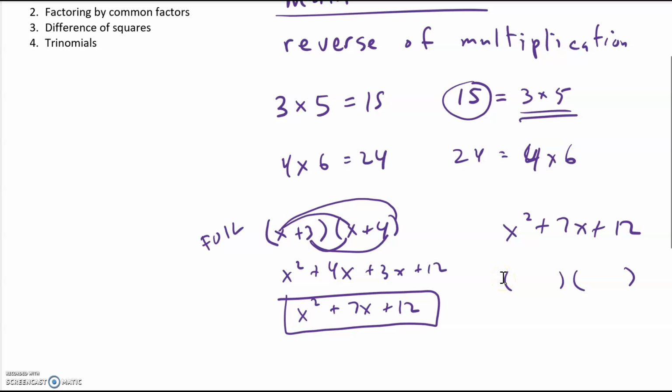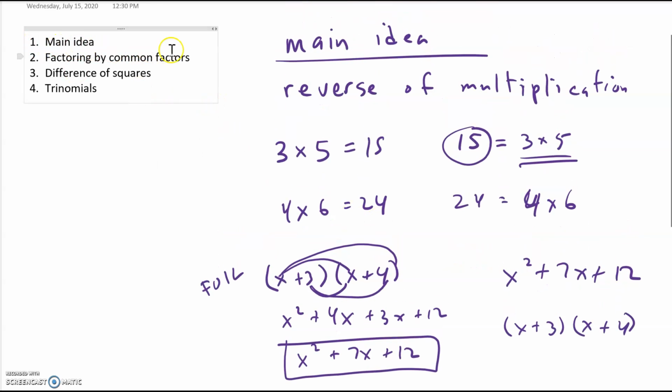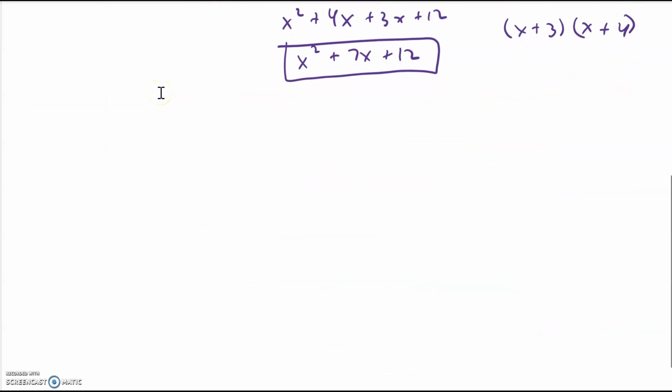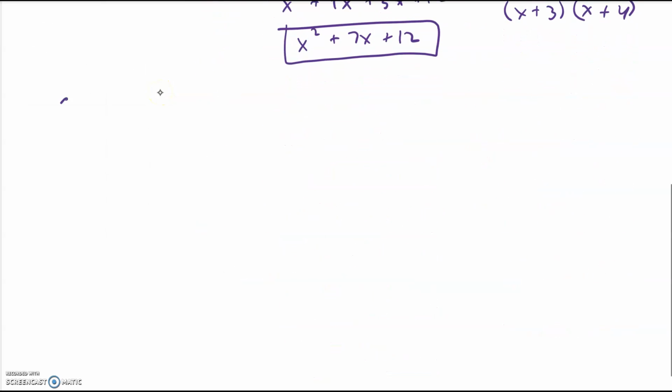Now, there are methods. You don't have to just randomly flail around until you come up with the answer. This one, x squared plus 7x plus 12, factors into x plus 3 times x plus 4. And how do I know that? Well, because I just multiplied those out right there. But there are techniques, so let's talk about some of these techniques right now. The first technique is factoring by common factors. Let's talk about that first. I'll just say common factors.